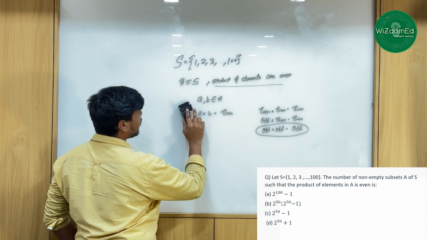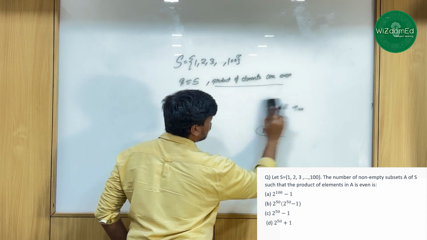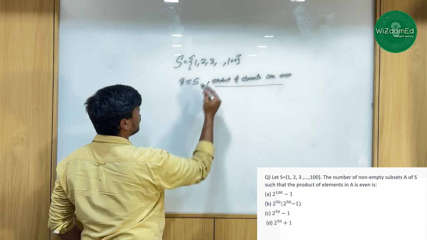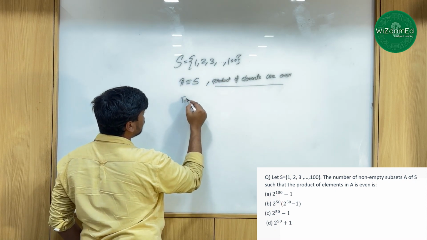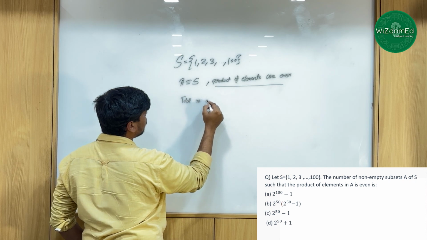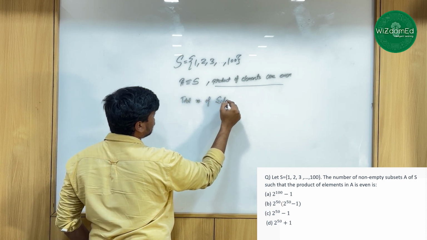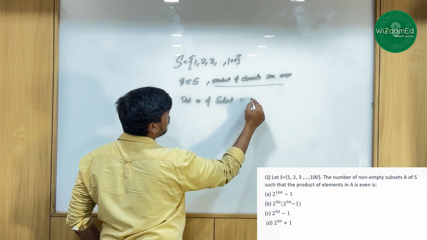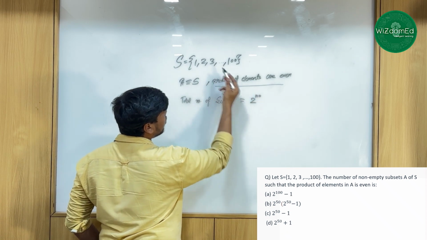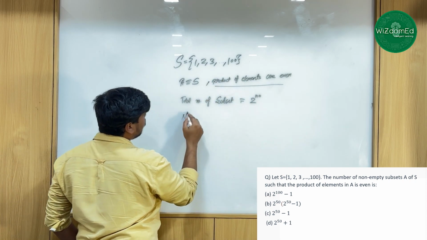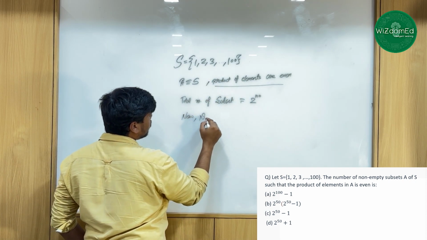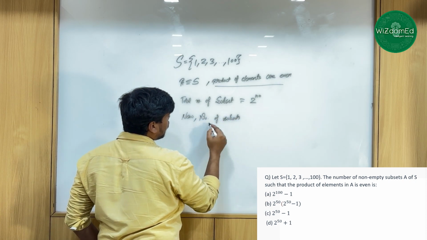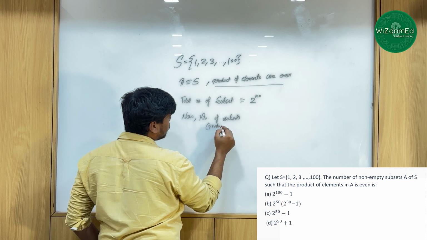To do that, what can we do? We have here S which is 1 to 100. So we can say the total number of subsets is equal to 2 power 100 because there are 100 elements in it. And now the number of subsets where the product is odd.